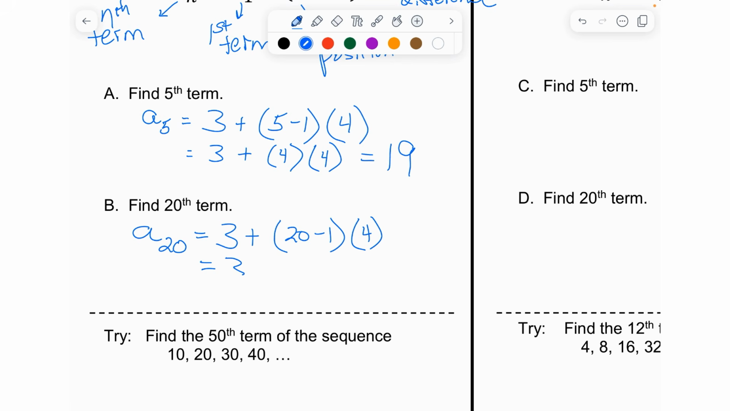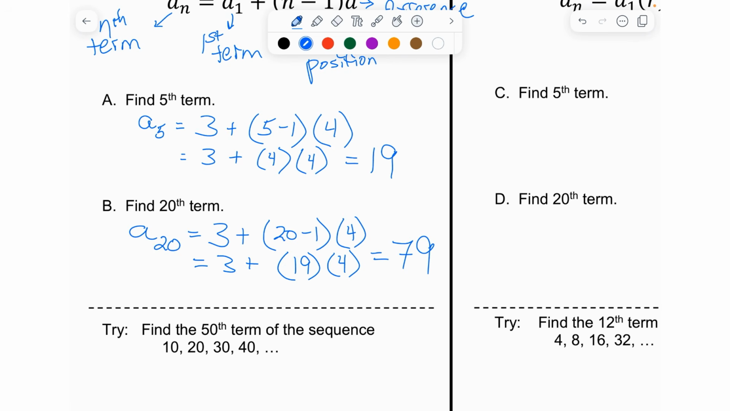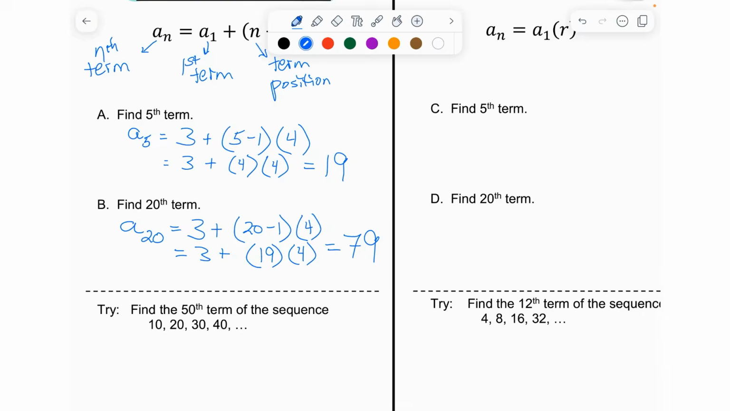Got yourself a little math problem, and I can just do the order of operations. Of course, that's going to be 20 minus 1 is 19. 19 times 4 is going to come out to be 76, and 76 plus 3 is 79. So my 20th term, without listing all those terms, I can be sure is 79.